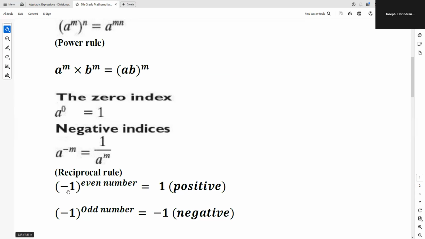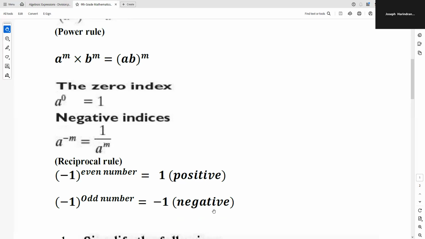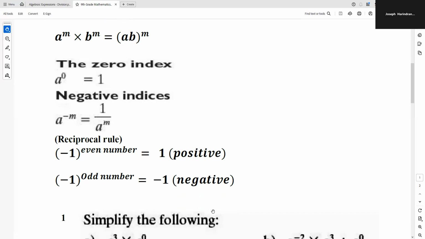Then we have negative 1. Any negative number raised to an even number power is equal to a positive number. A negative number raised to an odd number power is equal to a negative number. So this is an important rule for simplifying.